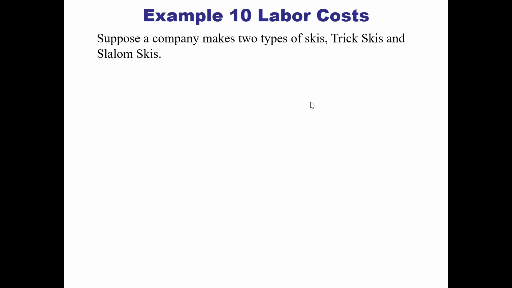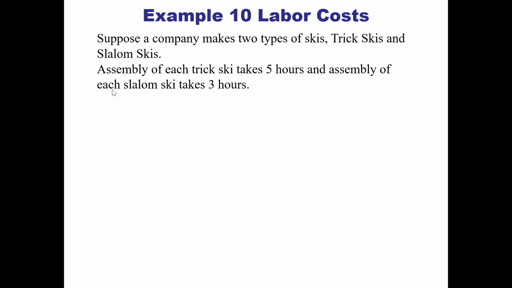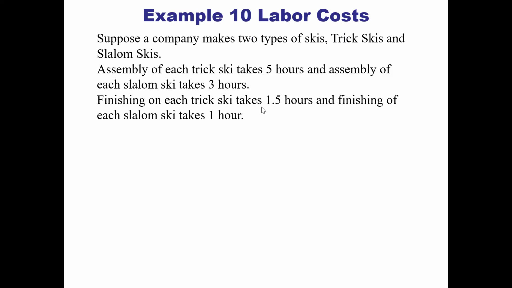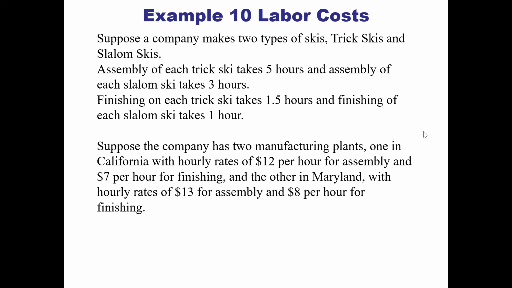All right, so let's look at labor costs for this example. So suppose a company makes two types of skis, trick and slalom. Assembly of each ski takes 5 hours for the trick and 3 for the slalom. And finishing takes 1.5 for the trick and 1 for the slalom. Now, suppose the company has two manufacturing plants, one in California with hourly rate of $12 per hour for assembly and $7 per finishing, and the other in Maryland for 13 and 8 respectively.